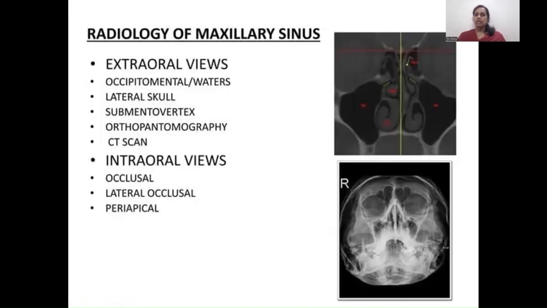Coming to the radiology, for the maxillary sinus, the investigations we can do are the intraoral view and the extraoral view. Intraorally, occlusal, lateral periapical, and lateral occlusion views can be used to diagnose any pathology or any surgery-related things. Extraorally, the most common is the occipitomental or Waters view, where you can clearly see the sinus, as well as the lateral skull, submental vertex, CT scan, or OPG.